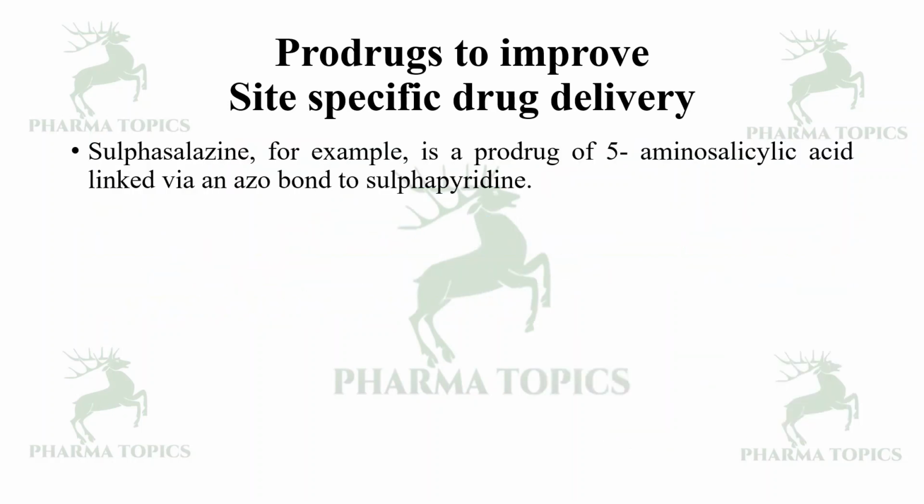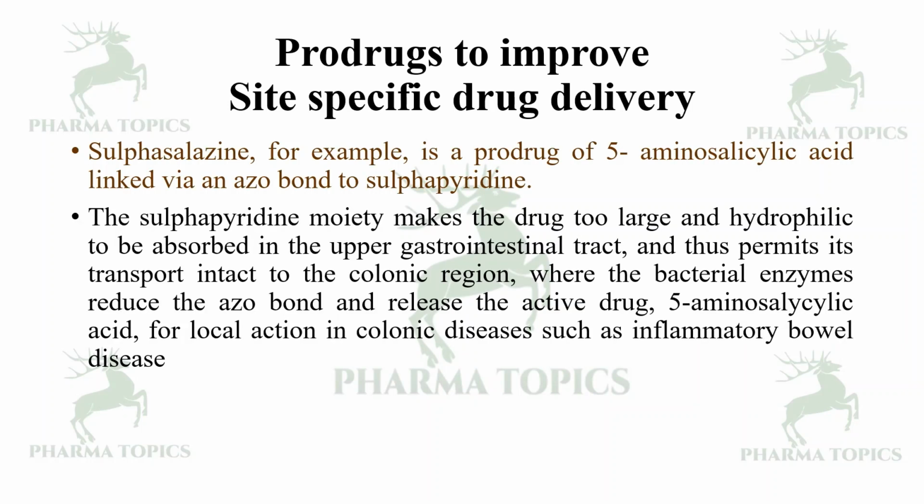The next example is sulfasalazine for site-specific drug delivery. Sulfasalazine is an example of a prodrug of 5-aminosalicylic acid linked via an azo bond to sulfapyridine. The sulfapyridine moiety makes it too large and hydrophilic to be absorbed in the upper GIT, and this permits transport into the intact colonic region where the bacterial enzymes reduce the azo bond and release the active drug 5-aminosalicylic acid for local action in colonic diseases such as inflammatory bowel disease.